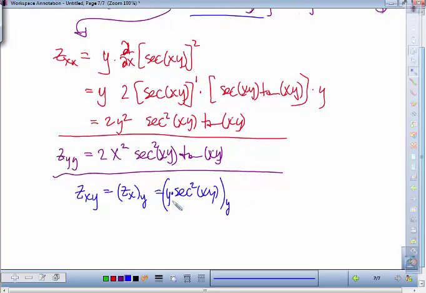All right, now we'll focus on this: y times secant squared xy. What's the derivative of that with respect to y? What should you think of first? Product rule. Y is the variable, and there's another y variable here. So product rule: derivative of the first times the second plus the first times the derivative of the second. So it's the derivative of secant squared xy.